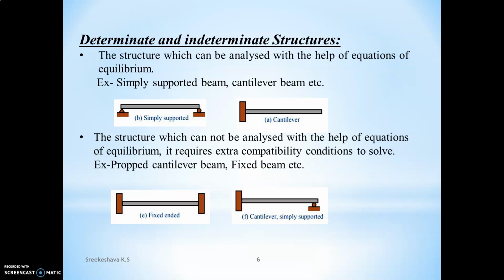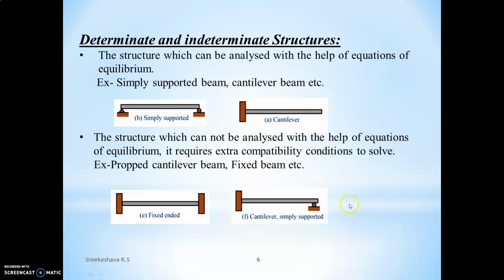The next topic is determinate and indeterminate structures. I tried to cover this topic in the previous slide also. It is a very important topic, and in the coming slides I am going to discuss indeterminacy of the structure. A determinate structure is a structure which can be analyzed with the help of equations of equilibrium alone. If you consider a simply supported beam, it has only two reactions, while the available equations of statics are three, so it is easily analyzable. Similarly, a cantilever; both are determinate structures.